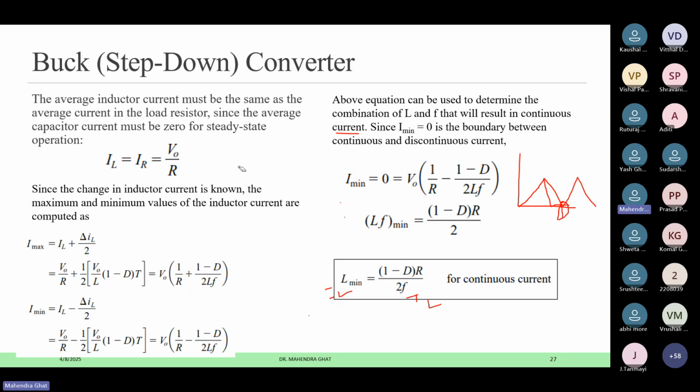First we define the required input and output within the ripple content they are asking. Then from that you choose the inductor value, then the frequency and that kind of thing. Once you choose, your operation gets finalized. From that you calculate the stress of the switches, voltage stress and current stress, and you choose those devices.